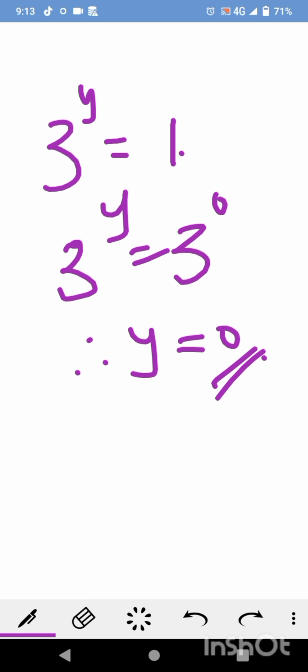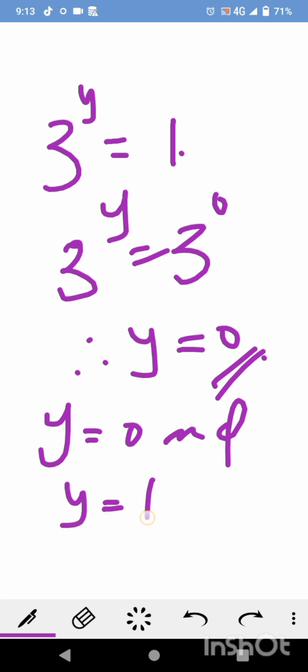All we needed to do was to transform the 1 to something applicable in indices in questions like this. So the value we have for y is 0 and 1. y is equal to 0 and y is equal to 1. These are the possible values of y.